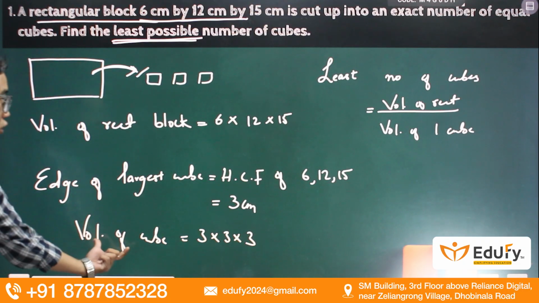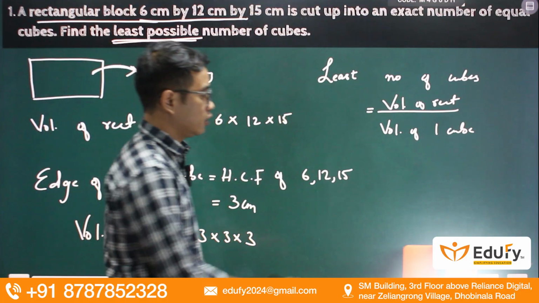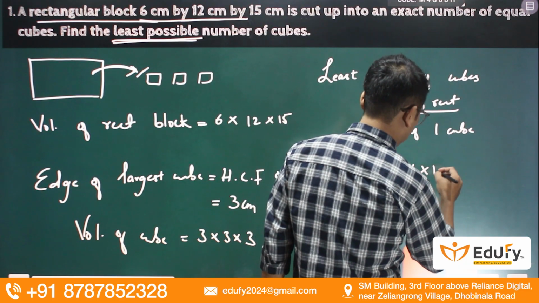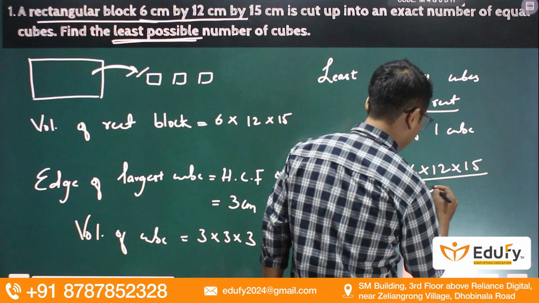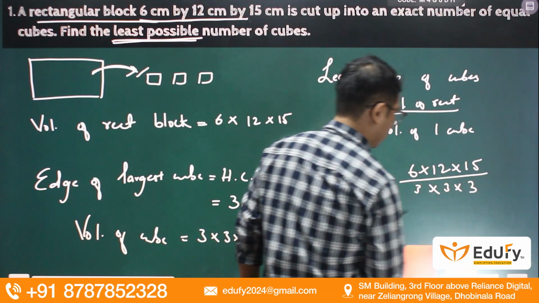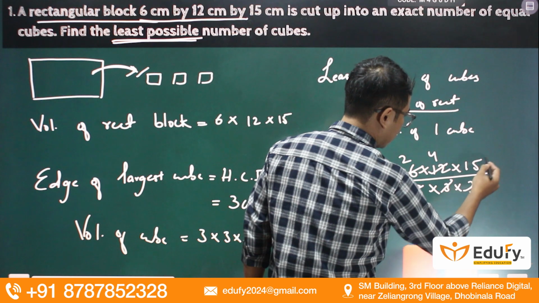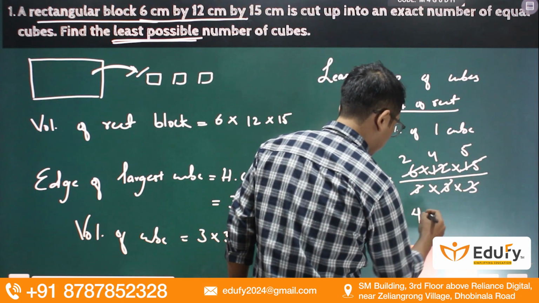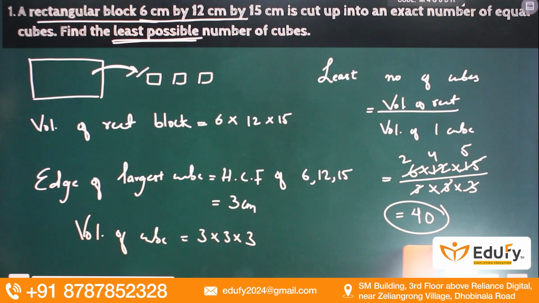So this is the volume of 1 cube, and this is the volume of the rectangular block. So I just have to put the value here to find out the least number. So here it is 6 into 12 into 15 divided by the volume of 1 cube, which is 3 into 3 into 3, right? So you can cut it 2 times, 4 times, and this is 5 times. So 4 times 8 is 8, 8 times 5 is 40. So you will get 40 cubes. The least number of cubes that you can get is 40. Okay, so that is the first answer.